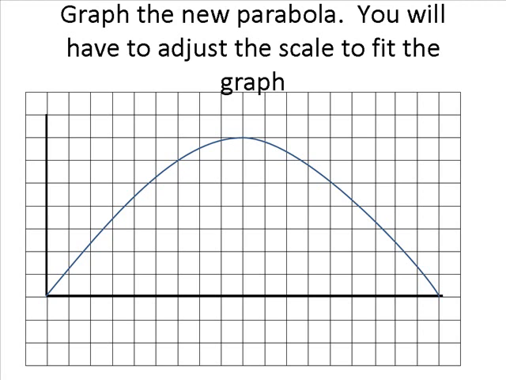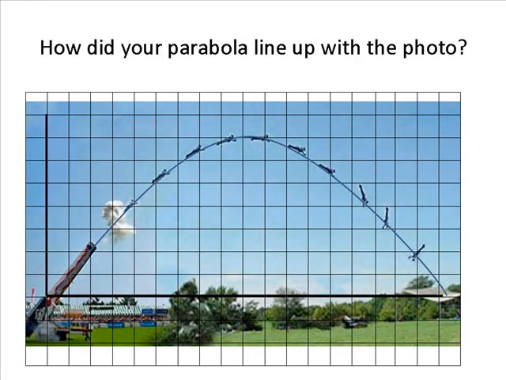Now we're going to graph the new parabola. We might have to adjust the scale to fit the graph, but really, as long as you use one tick mark equals 10, it works pretty well. So here is our new parabola. Now this is looking a lot more like the human cannonball, isn't it? In fact, if you were to print this graph off and a picture of the human cannonball at the same scale, the parabola fits very nicely along the trajectory of the human cannonball.